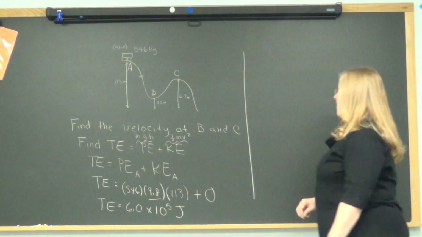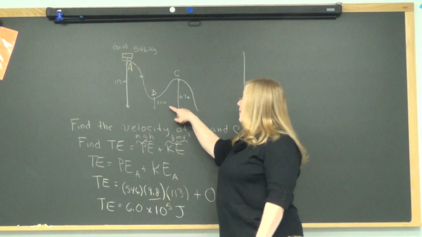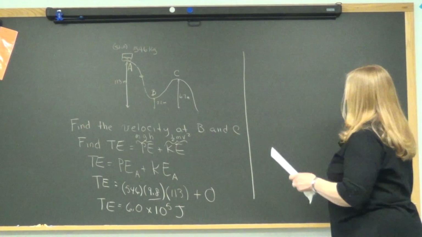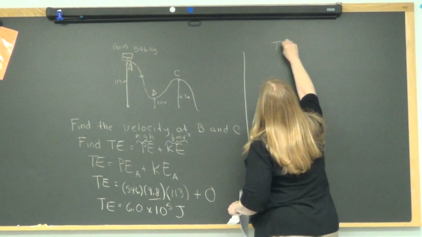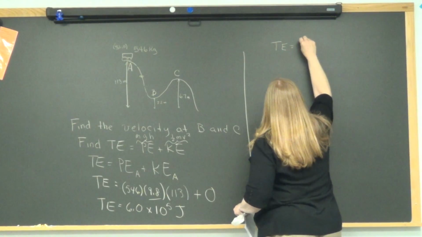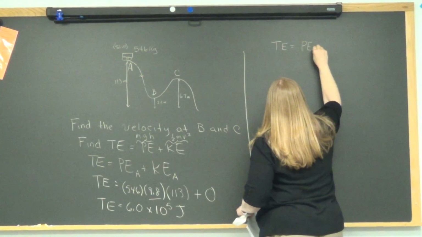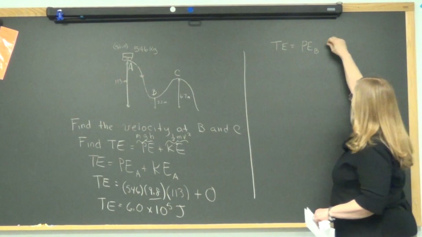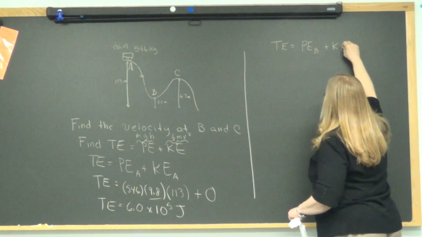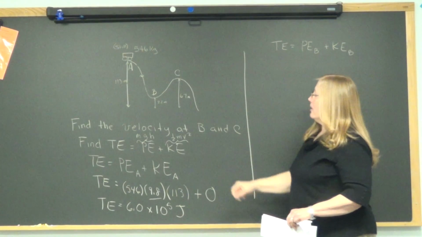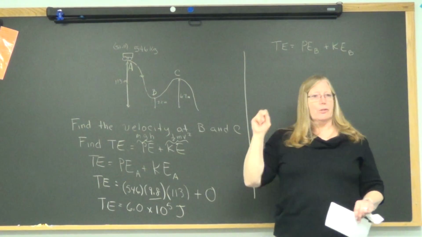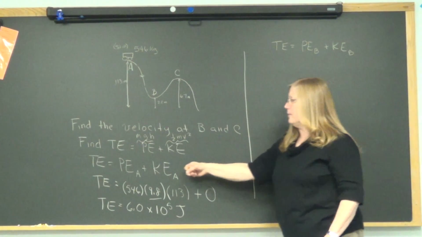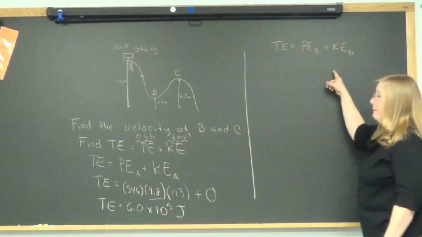All right, but we're not really interested in staying at point A. We want the velocity down here at point B. So let's make an equation about point B. Total energy equals potential energy, notice how I tell my reader where I'm looking, at point B, plus kinetic at point B. Total energy is always kinetic plus potential no matter where I am. So it's just as true at point B as it was at point A.